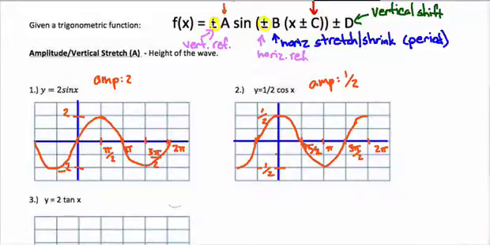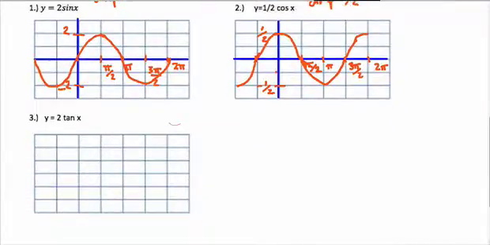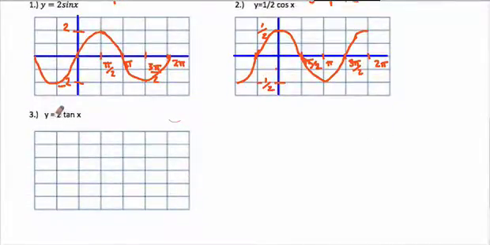All right, let's look at the tangent. So we talked about amplitude being the height of the wave. So what happens when you have something out here? Does it affect the amplitude? Well, it doesn't affect the amplitude, but it's still a stretch. So we have, in this case, a stretch of 2.